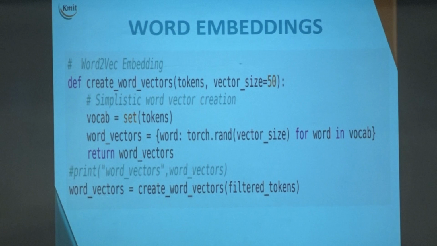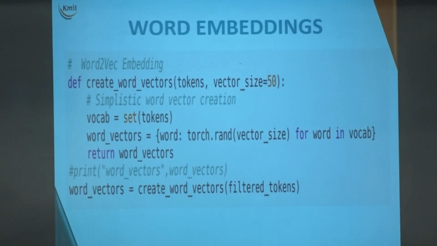50. So by default it is taken as a vector size of 50. Only one parameter here I am passing, which is my token, that is your filtered tokens after your lemmatization and stemming. Clear enough, guys? Out of those, those words will be taken into rows and 50-sized vectors will be randomly generated using PyTorch.